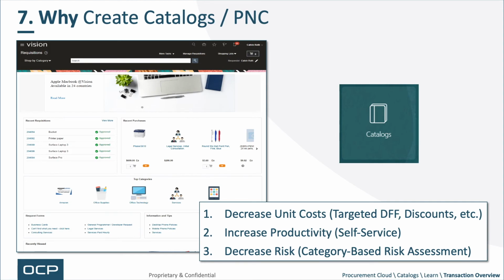Obviously, you're going to increase your productivity because the more catalogs that you use, the more requesters can get at sourced content without having to involve or invoke the service of sourcing, often referred to as procurement. And then lastly, decreasing your risk. The more content you have on catalog means that you have more agreements, which means you have more contracts, which means you have more control and are lowering your risk based on your contractual agreements.